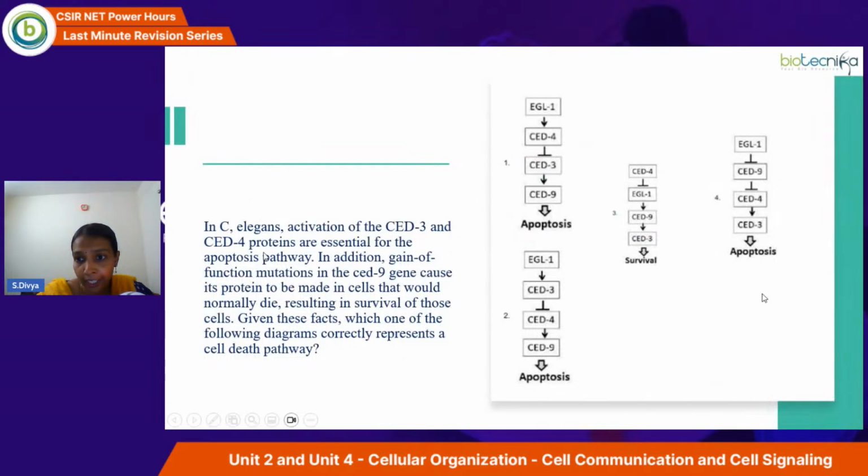Are you able to identify the best one? Which one indicates the apoptosis over here? Analytical experimental questions are always expected from cancer. Can anyone identify the correct flow chart that leads to the cell death pathway?